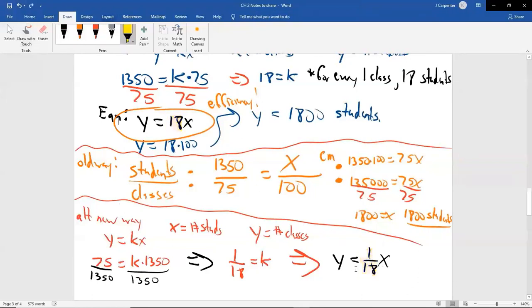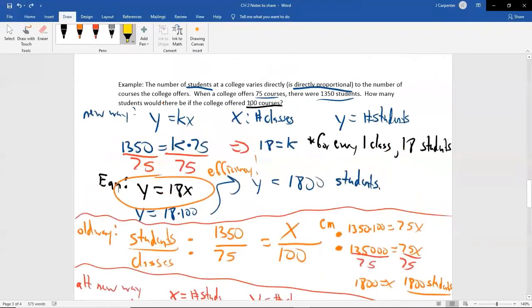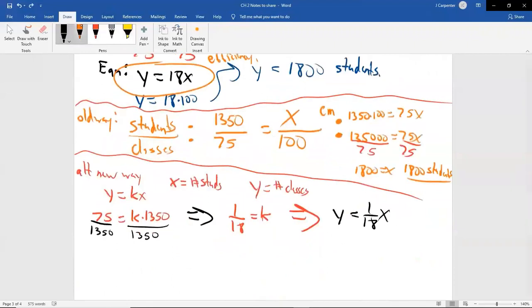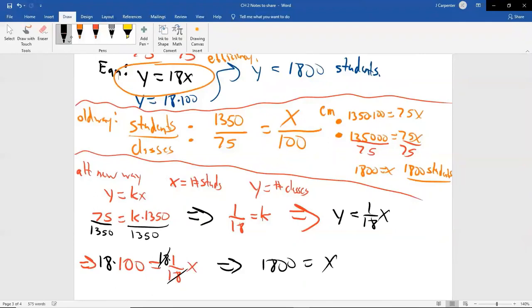So you might be thinking, oh, well, this isn't right, but it is, because your concept of x and y flip-flop. So check out what happens when you plug in the 100 courses. So we take our y equals 1 over 18x, but we're going to plug in the 100 courses, which was the y. The way we solve this equation, the 18's in the bottom, so we multiply both sides by the 18. We're used to seeing 18 times x, so we divide. Well, if you see a division, you multiply. So those 18's cancel, giving you 1,800 equals x, which was the number of students. The same answer. So we just did the same problem 3 different ways, and we got the same answer each time.